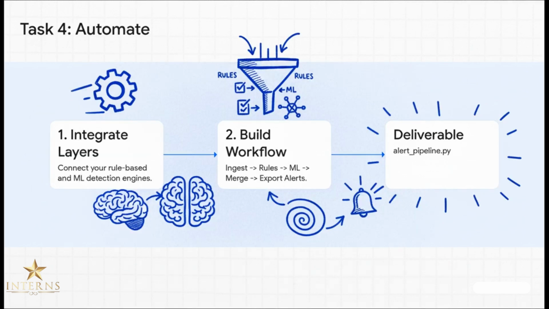So, with both of your detection engines built, task 4 is all about connecting the dots. You'll write a main script that automates the entire workflow. It's going to ingest the clean data, run it through your rules, then pass the leftovers to the ML model, and finally merge the results to export only the top alerts. This is where your project goes from being two separate tools to one single unified system.